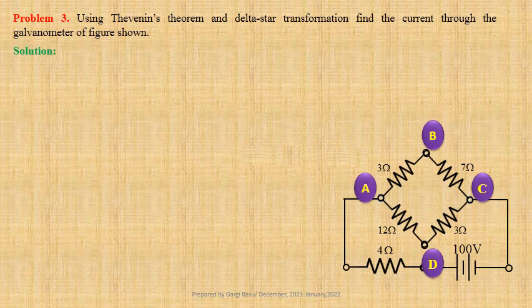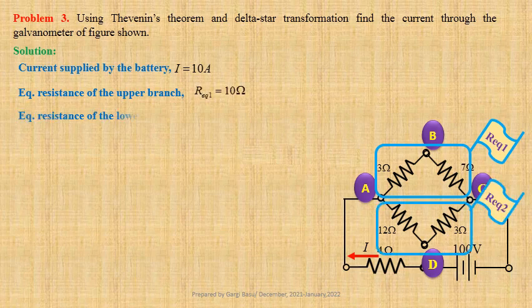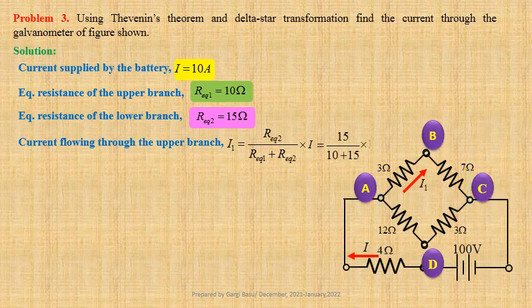We have obtained current supplied by the battery I equals 10 ampere. Equivalent resistance of the upper branch Req1 equals 10 ohm, and equivalent resistance of the lower branch Req2 equals 15 ohm. Let us now determine current flowing through the upper branch. I1 equals Req2 divided by Req1 plus Req2 into I. Using values we get 15 divided by 10 plus 15 into 10 equals 6 ampere.